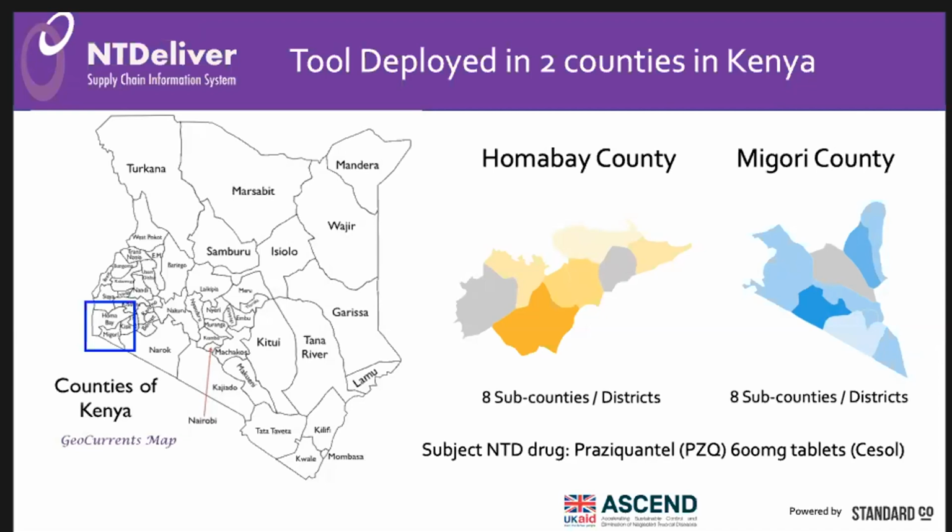And we wanted to focus really at that sub-county level because we believe that the information that we get at that sub-county level is sufficient for decision-making, at least from the supply chain perspective. The subject drug that we focused on was praziquantel, but the tool was built such that it could collect data from any medicine for that matter. And we wanted to make it really simple. So next slide.